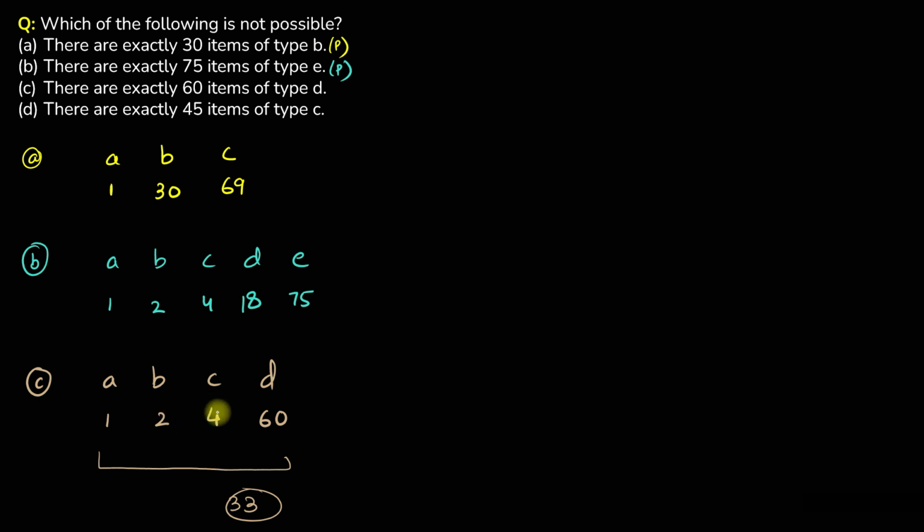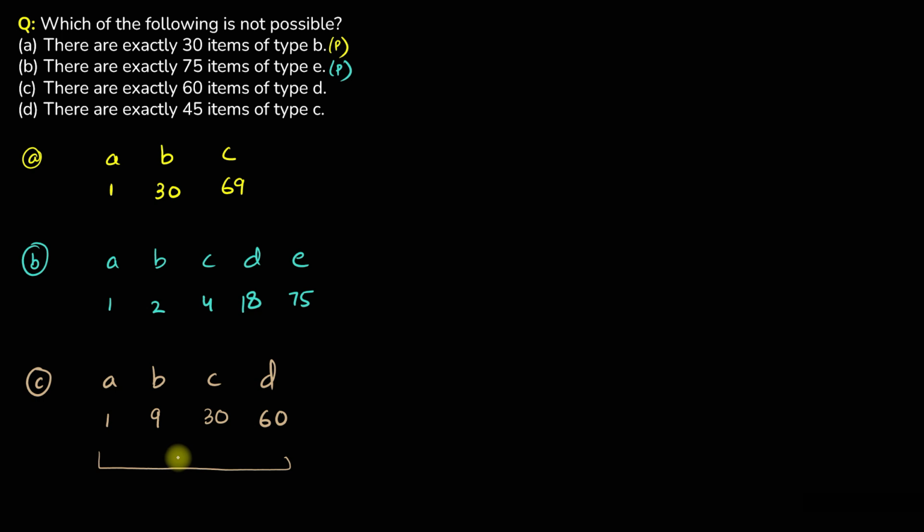So what is the maximum value C can have? C can have a maximum value of half of D, which is 30. Okay. So now in total we have 60 plus 30, 90, 90 plus 3, 93. Sorry, not 97, 93. So we have to distribute 7 more now. So these 7 can be given to B. Let's say B is now 9. Okay. So now we have a total of 1 plus 9, 10, plus 30, 40, plus 60, 100 items.